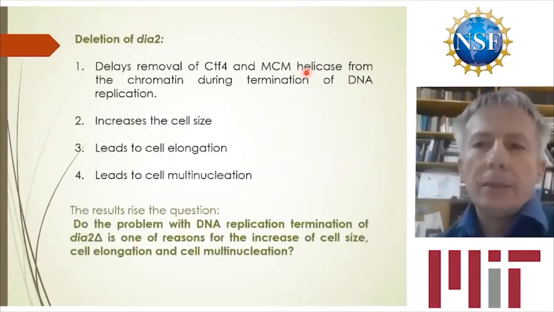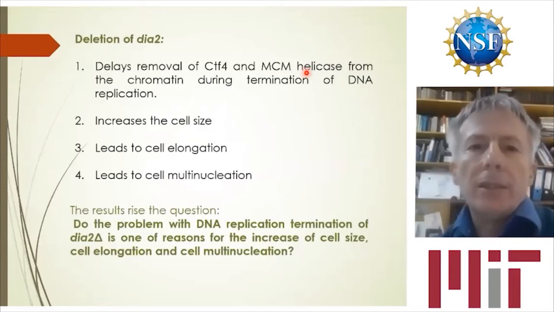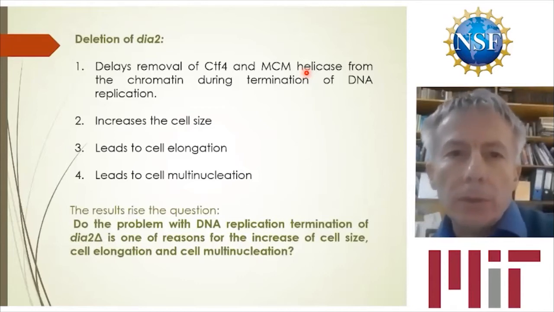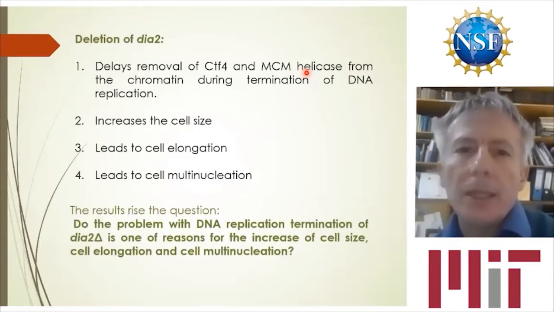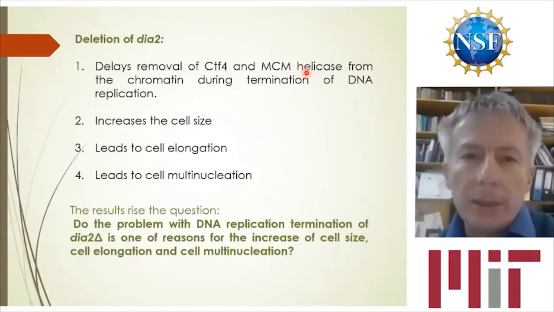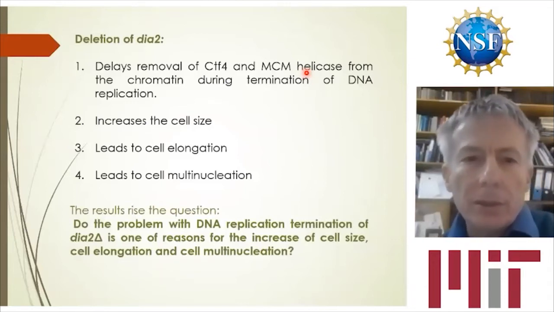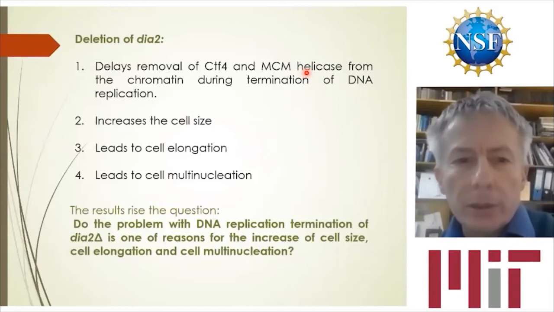To summarize, till now: deletion of DIA2 delays removal of CTF4 and MCM helicase from the chromatin during termination of DNA replication, increases the cell size, leads to cell elongation and leads to cell multinucleation.